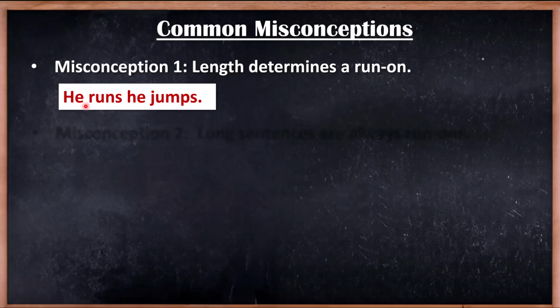For example, he runs, he jumps. This only has 4 words. However, this is a run-on sentence. He runs is an independent clause. He jumps is an independent clause. So this would be incorrect. We would have to use one of the methods I showed you before to correct this.